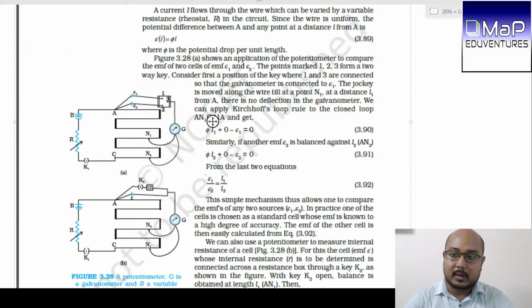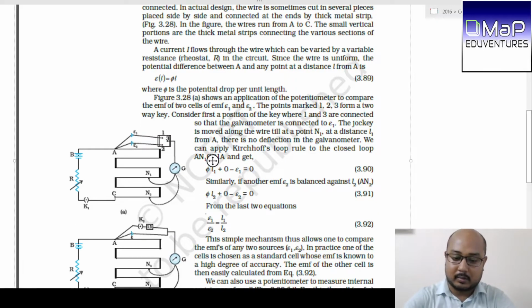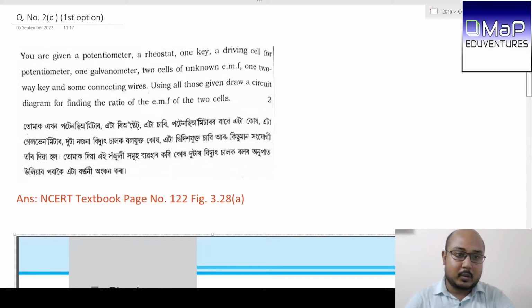Our next question is question number 2c, first option. You are given a potentiometer, a rheostat, one key, a driving cell for potentiometer, one galvanometer plus 2 cells of unknown EMF, one two-way key and some connecting wires. Using all those given, draw a circuit diagram to find the ratio of EMF of 2 cells. This question has a diagram directly in the textbook, giving 2 marks, so there is no need for much description beyond drawing the diagram.